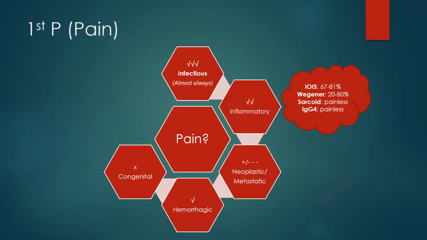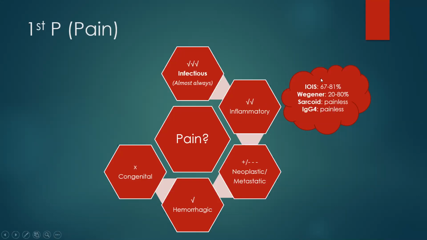So the first P is pain. When the pain is positive in the history, this will limit the differential diagnosis to very limited diseases. So mainly pain means the condition is mainly infectious or inflammatory. Pain is almost always there in infection. In inflammatory conditions, in the majority of cases it's painful, but some diseases may lack pain.